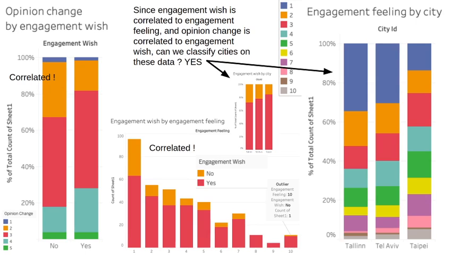And so another correlation is that the engagement wish, as we just said, is correlated with the engagement feeling. So my reflection is, since engagement wish is correlated to engagement feeling and opinion change is correlated to engagement wish, can we classify cities on this data? And so it appears that yes, we can classify the cities like Tallinn, Tel Aviv, and Taipei, depending on the engagement wish, and we can also see the same correlation or classification between the engagement feeling level and the cities. So it appears that my machine learning model is validated.